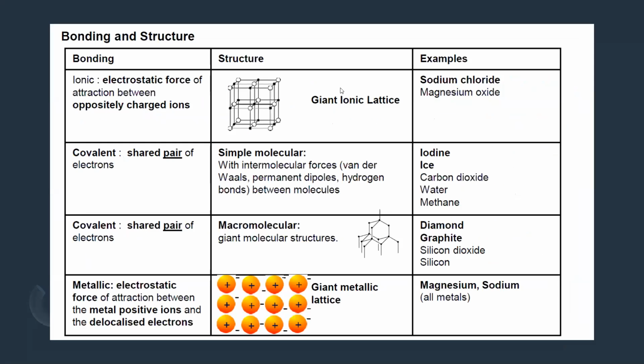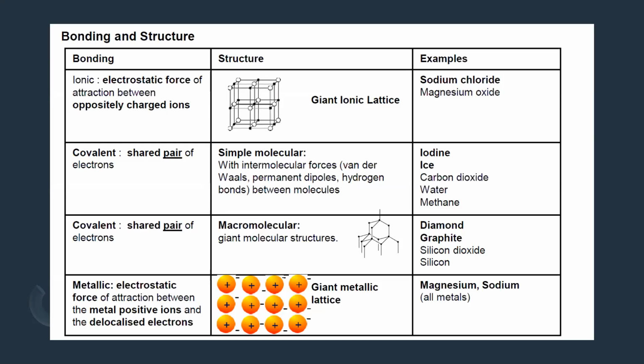This is a comparison of the bonding and structure, just a quick review. What is the ionic bond? It is an electrostatic attraction between oppositely charged ions. They are giant ionic lattices like sodium chloride, magnesium oxide. And for this ionic lattice, we discussed many definitions, like the meaning of ionization energy, electron affinity, atomization, lattice energy, and why there's a difference between theoretical and practical lattice energies.